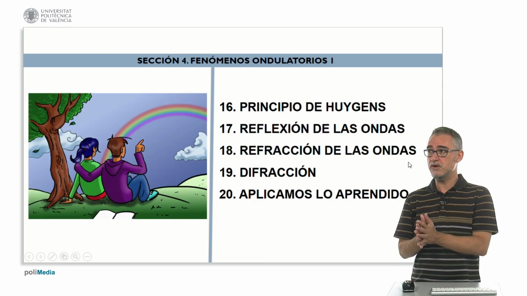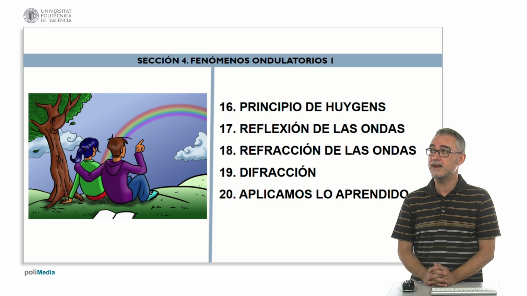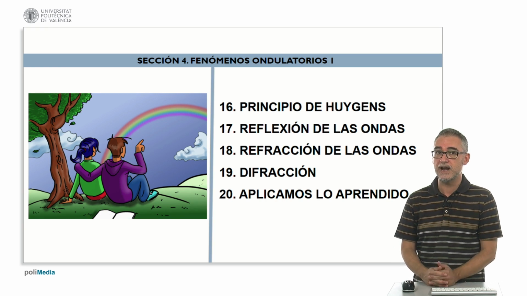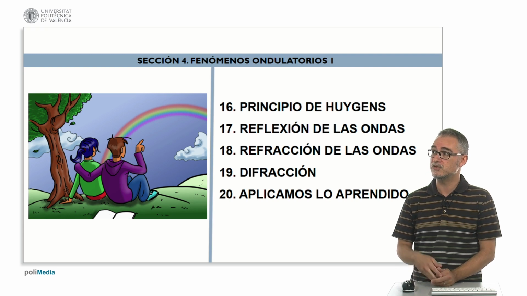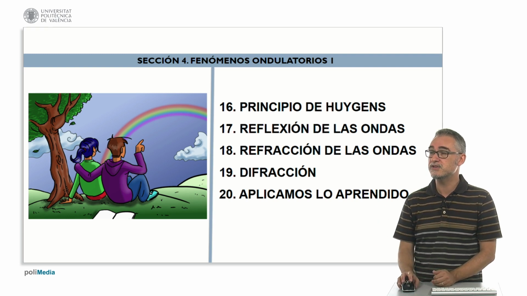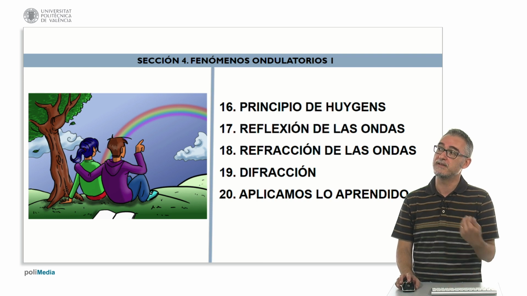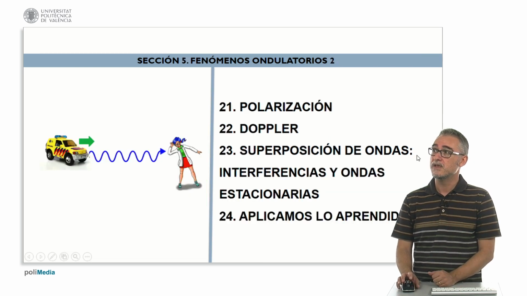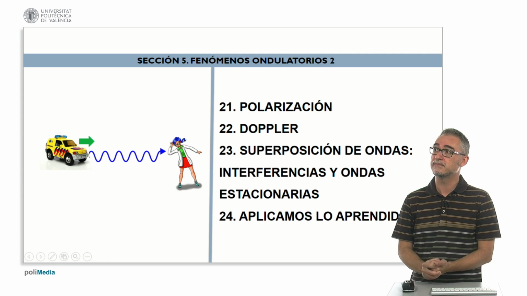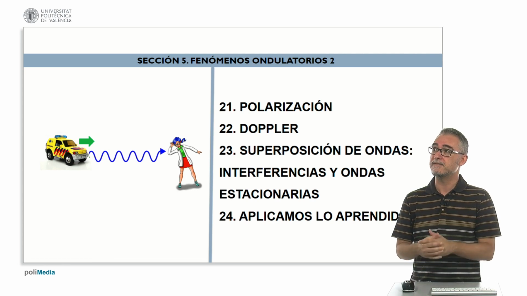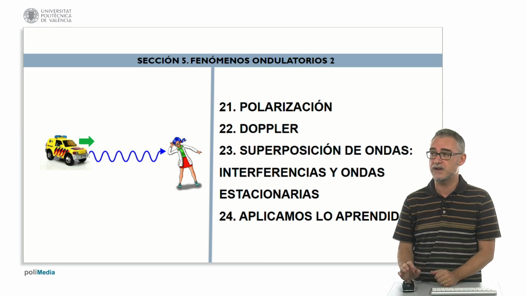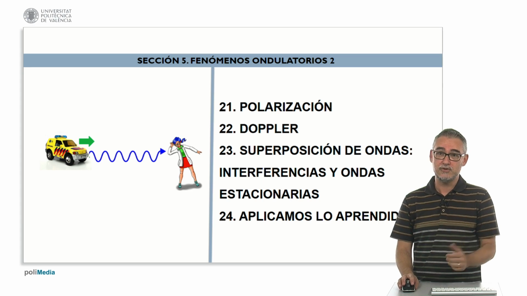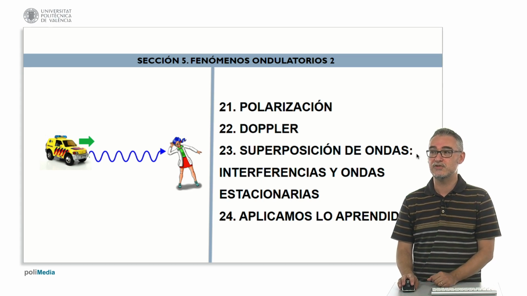Section 4 and 5 are going to focus on different characteristic wave phenomena. We will have Huygens principle, we will talk about wave reflection, we will talk about wave refraction, the phenomenon of diffraction. Then we will also talk about polarization, the Doppler effect, and finally we will talk about the superposition phenomenon, in which we will have interferences and standing waves. This is our menu. This is what we are going to present section after section.